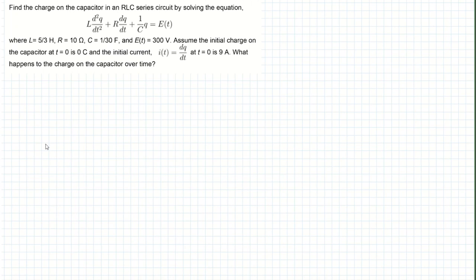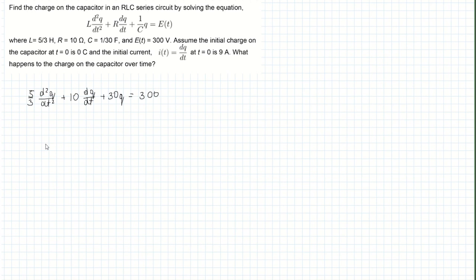We will be solving a second-order differential equation. Start by filling in all the coefficients that we know into the equation. So L is equal to 5 over 3. Now R is equal to 10. And if C is equal to 1 over 30, that means that 1 over C is equal to 30. And that is equal to E of t, which is 300.